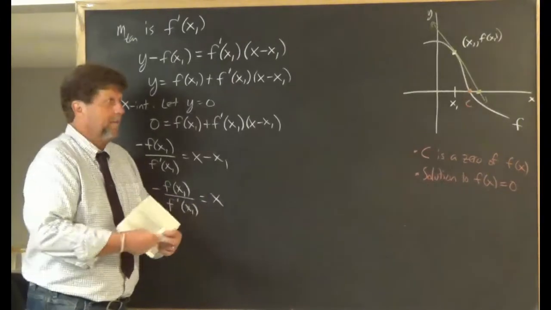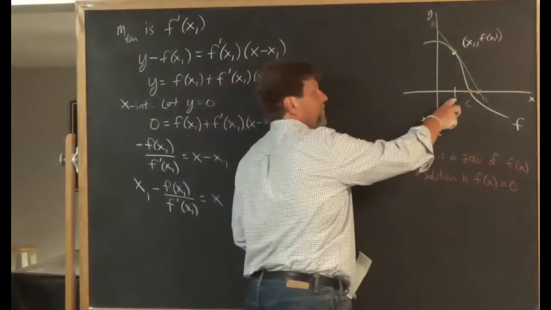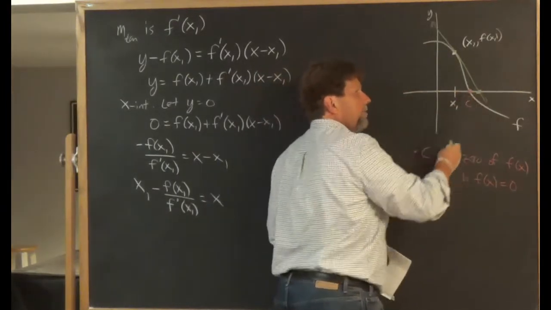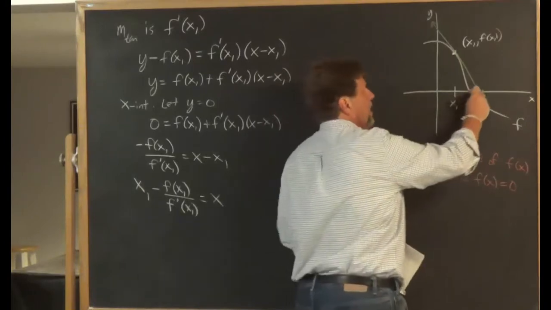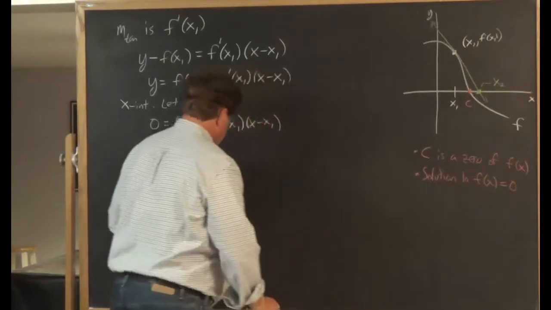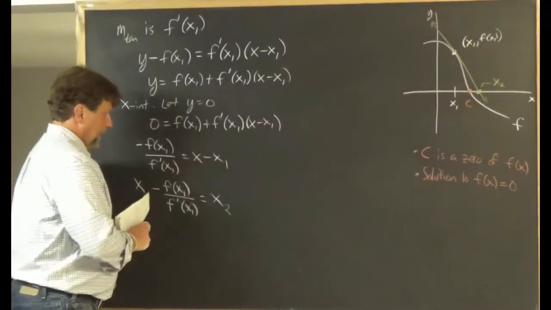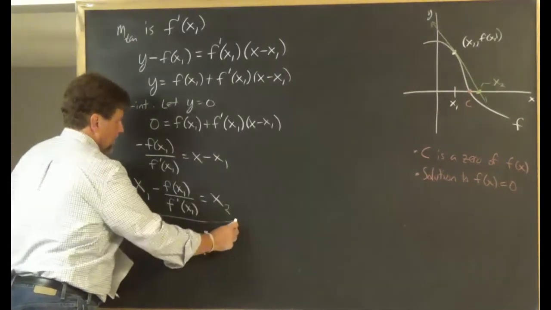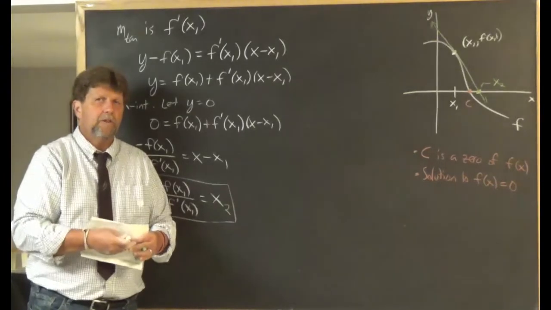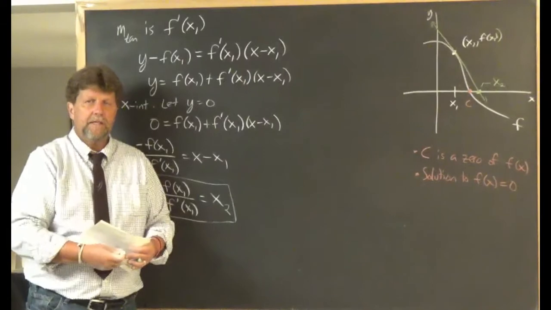Now I'm just going to rename it. I'm just going to rename this x because my first guess was x sub 1. So this x-intercept, which would be even closer, I would just simply rename that x sub 2. So this is x sub 2. And x sub 2 is a better approximation to the zero. Repeat the process.